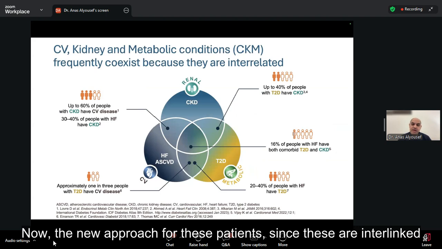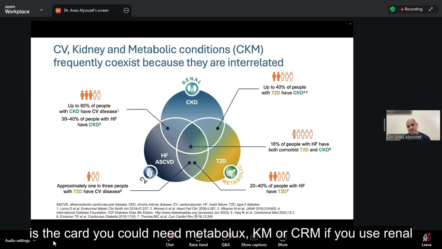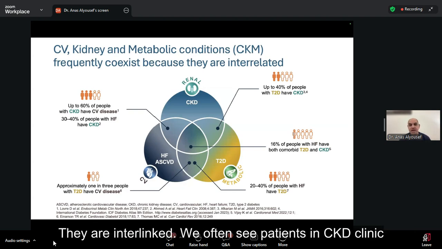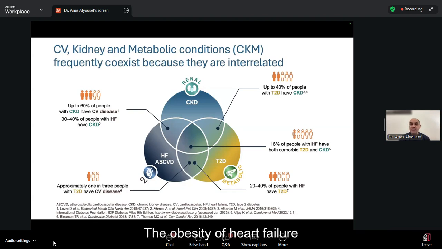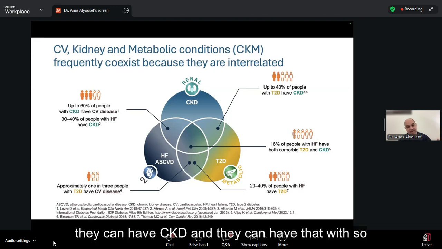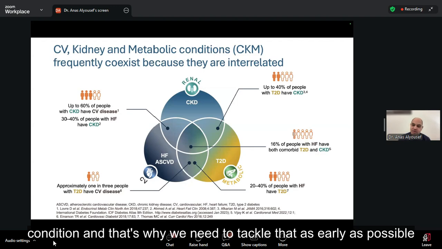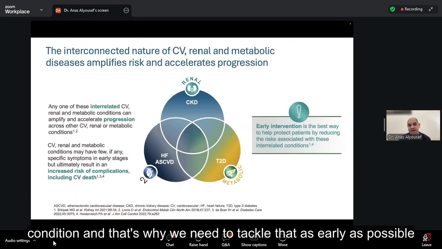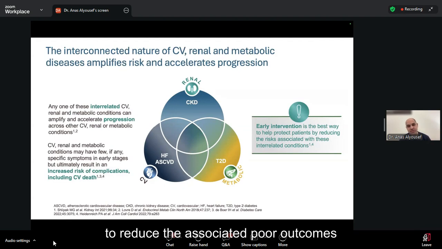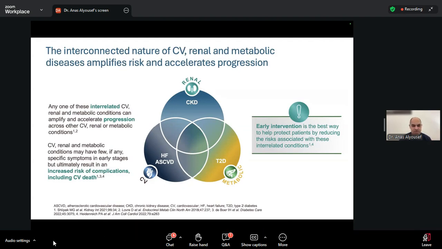Now, the new approach for these patients, since the diseases are interlinked, is the cardio-kidney metabolic, CKM, or CRM if you use renal. They are interlinked. We often see patients in CKD clinic who have a history of heart failure, and they are diabetic as well. Similarly, heart failure patients can have CKD and they can have diabetes. So each disease can amplify the risk of having the other condition. And that's why we need to tackle that as early as possible to reduce the associated poor outcomes.